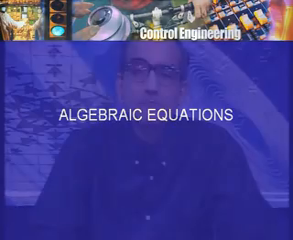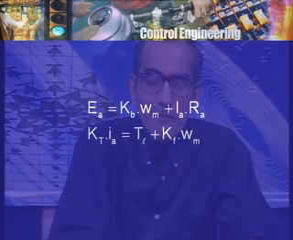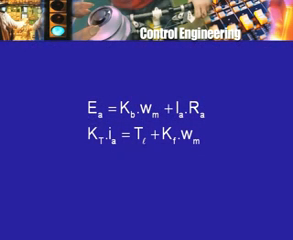the equations become simply algebraic equations. The applied voltage EA will be equal to the back EMF, Kb times omega m, the motor speed, plus only the armature drop term RA IA; the La dia/dt term is 0. And the second equation is the mechanical system torque equation.